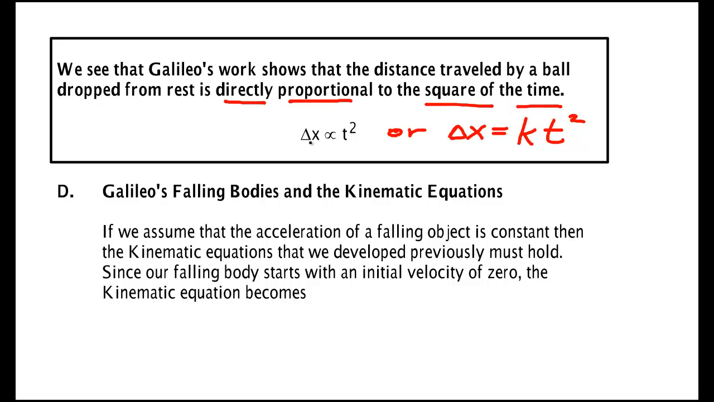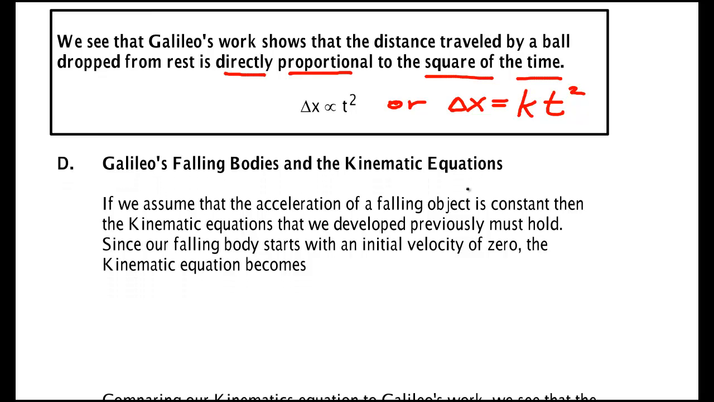But it doesn't say exactly what the displacement is until you replace this proportionality with an equal sign and a constant converting based on units. And this constant is different whether the units are going to be in centimeters or meters or inches, given the time is in seconds. Okay? So, this is what he found. The displacement is proportional to the square of the time.